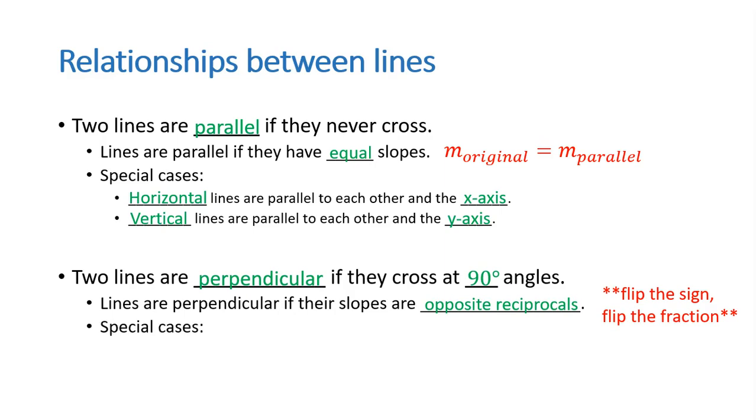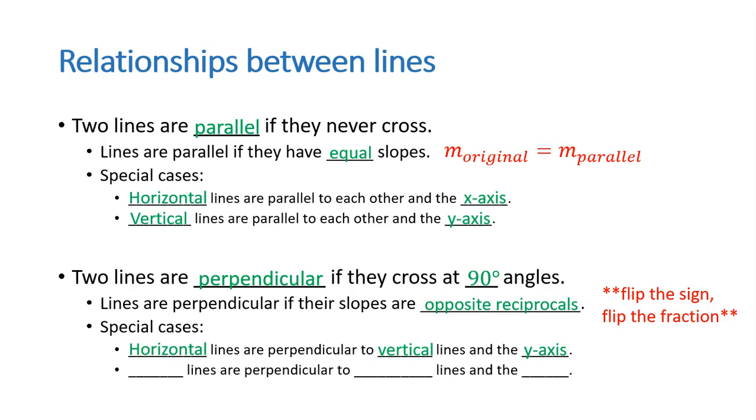And then a couple special cases again. Horizontal lines are perpendicular to vertical lines and the y-axis. And then vertical lines are perpendicular to horizontal lines and the x-axis.